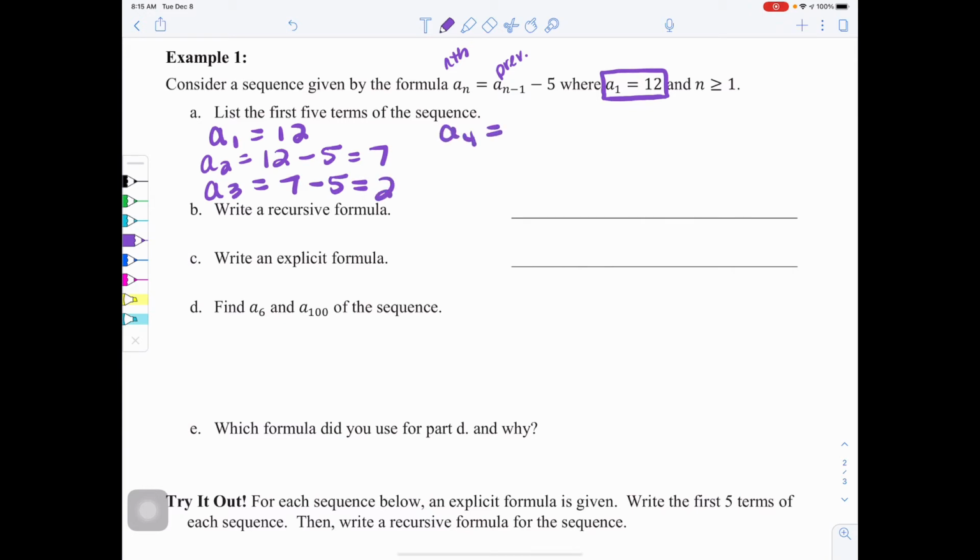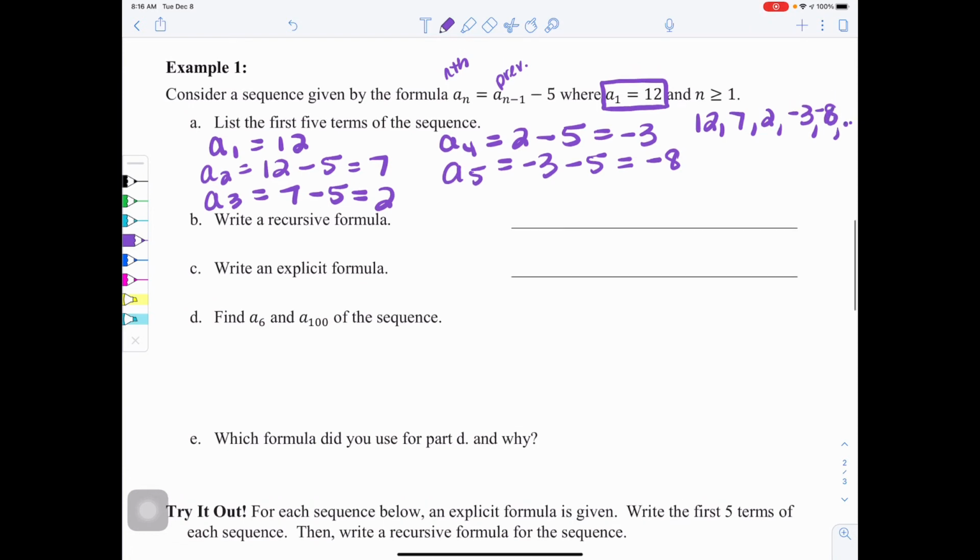A sub 4, I'm going to use the term that came before it, which is a sub 3, which is 2, and I'll use the common difference of minus 5 to see that a sub 4 should be negative 3. And a sub 5, use the term that came before it, which is a sub 4, which was negative 3. Use the common difference and see that that's negative 8. So if I was going to list all of them, I would have 12, 7, 2, negative 3, negative 8, dot, dot, dot, to show that it continues in that pattern.